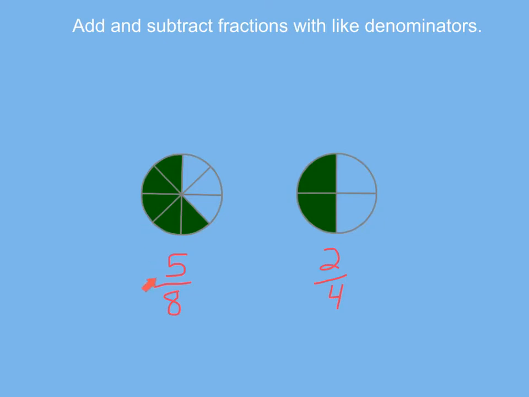So this fraction I've written as 5/8. Now just a reminder what that means. The bottom number is called the denominator. The denominator tells us how many parts the whole is split into. So we can see in this one, the whole circle is right here, and it's split up into 8 different parts. Over in this one, here's the whole circle, and we can see it's split into 4 parts.